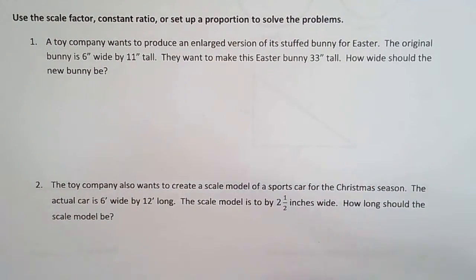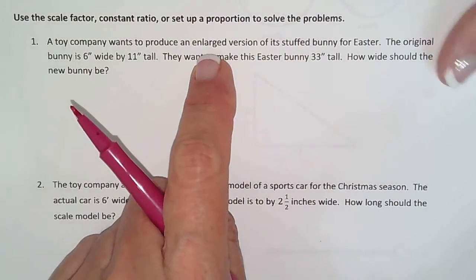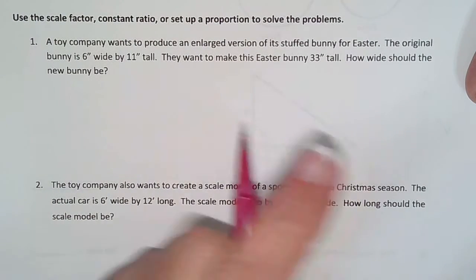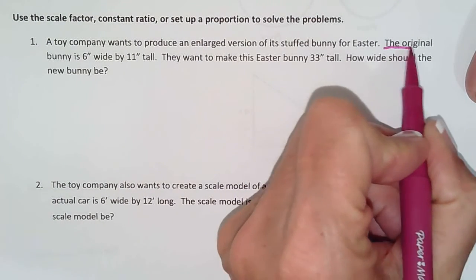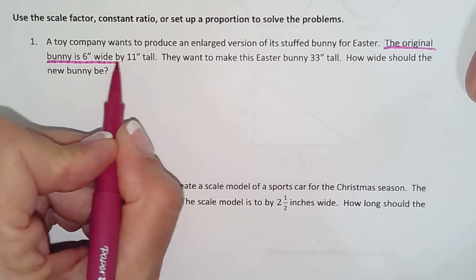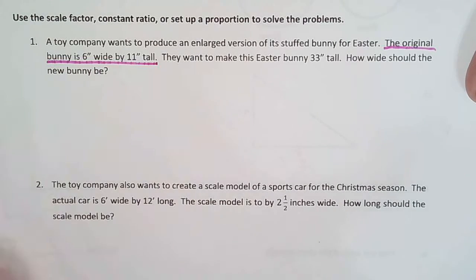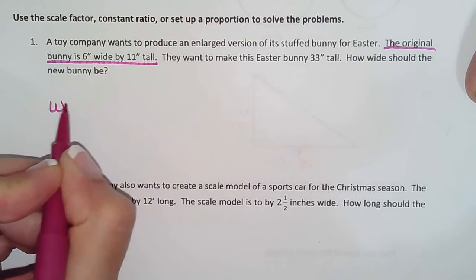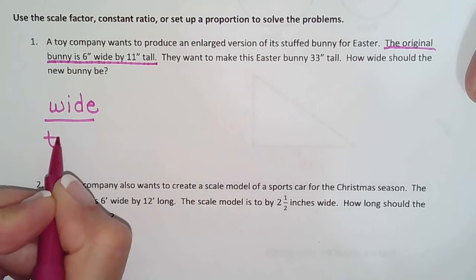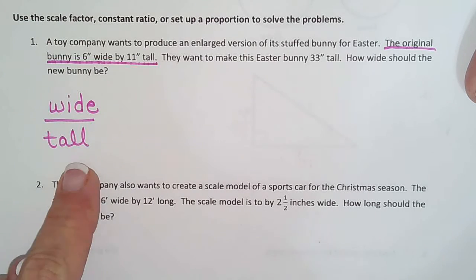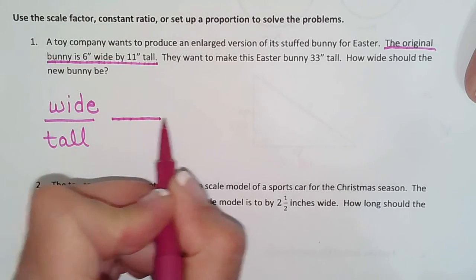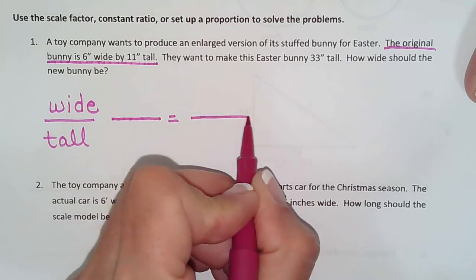So a toy company wants to produce an enlarged version of a stuffed bunny. The original bunny, so let's underline all this stuff here, is 6 inches wide by 11 inches tall. So when I see what they're comparing, I like to write this out on the side. Remember when we did that in Module 3, Lesson 9, I told you to write it out. That way you won't ever mess up on the order. So you'll always get it right.